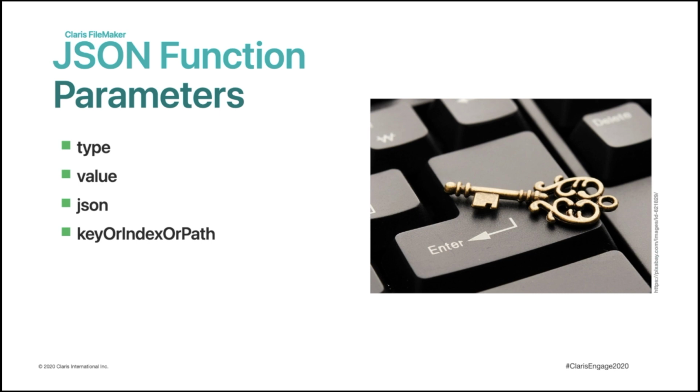There are only 4 parameters to know in the JSON FileMaker functions, but not all of them are used in every function. They still each have their own purpose, but how they are formatted and used is important when passed within each function.